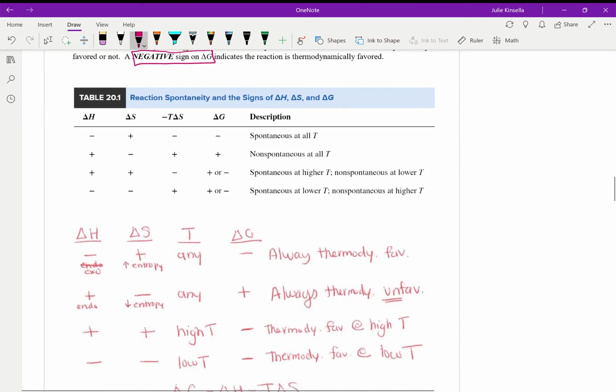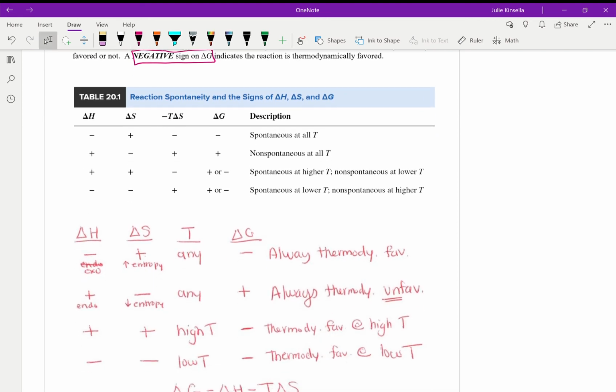So I first put the table up here just from the textbook. Just keep in mind, here delta H would be your enthalpy value, delta S would be your entropy, negative T delta S would just be this part of an equation that I'm going to show you in a second, which would then lead us to delta G, which is that free energy. And just keep in mind here, spontaneous is thermodynamically favorable, non-spontaneous would be thermodynamically unfavorable. And temperature plays a huge part in this.